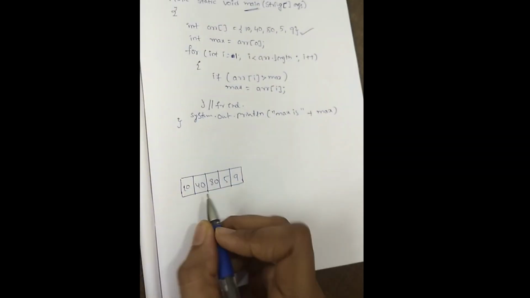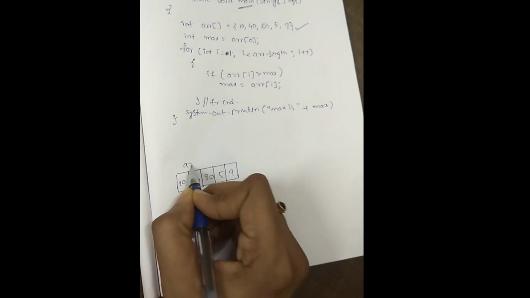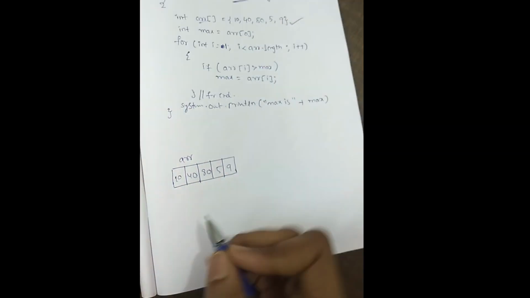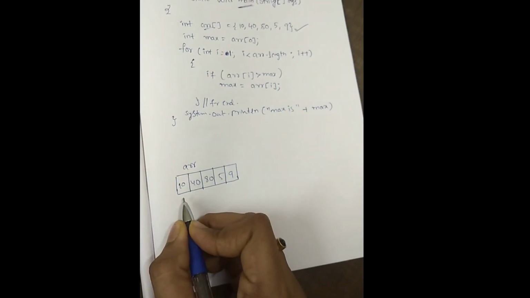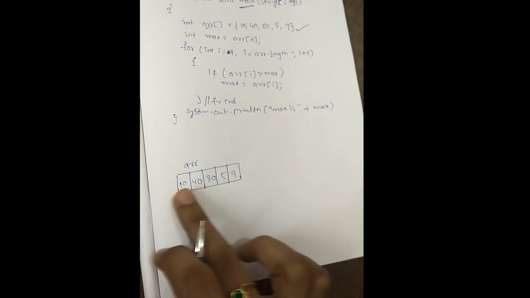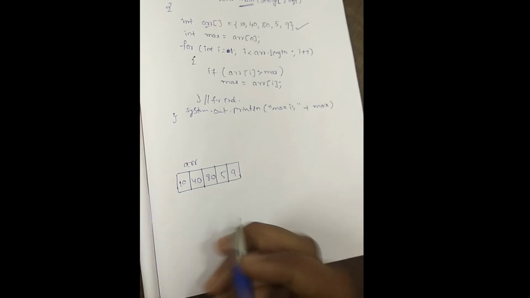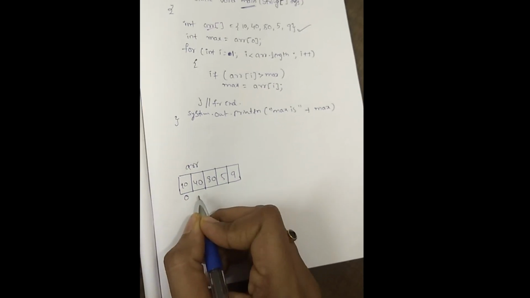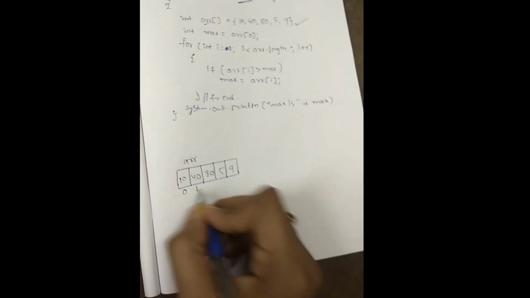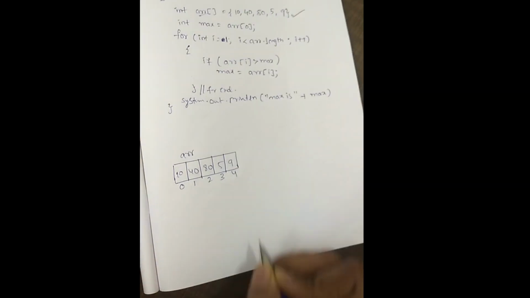And what is the array name here? ARR, right? And how to get the values from the array? Based on the index value. The index value starts from 0: 0, 1, 2, 3 and 4.